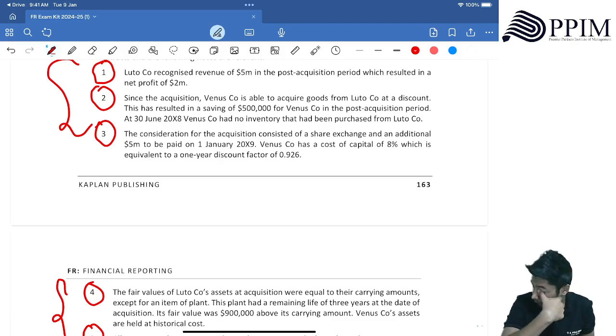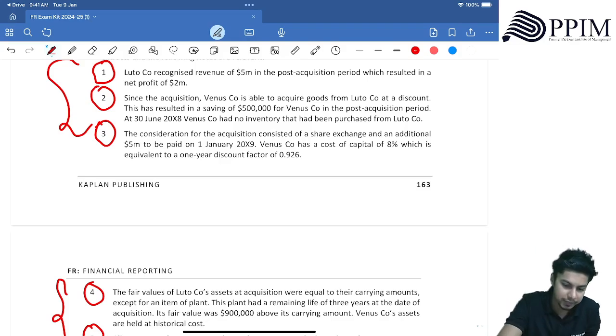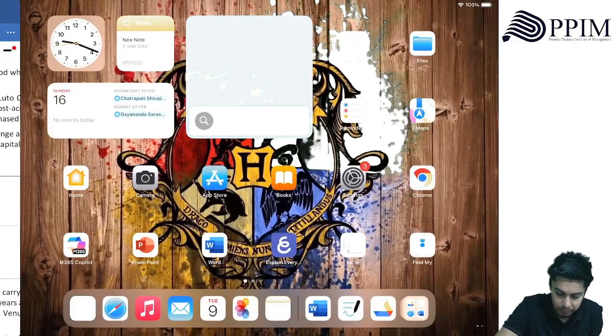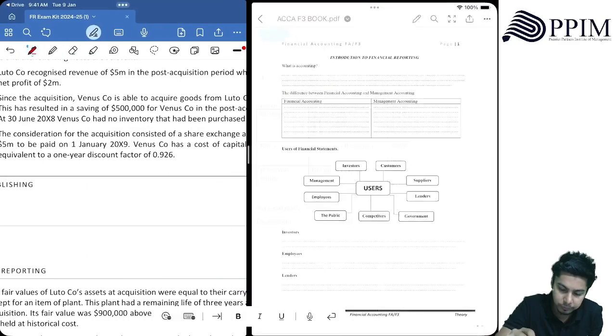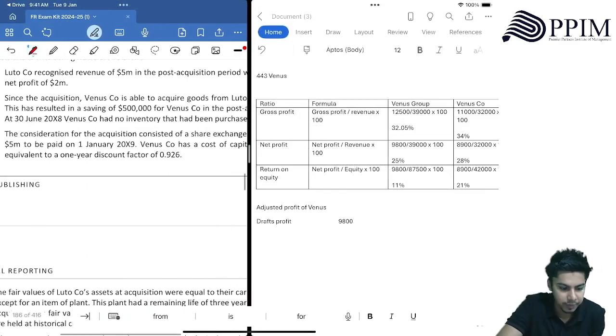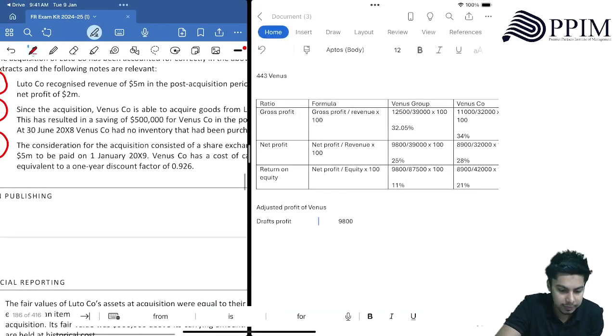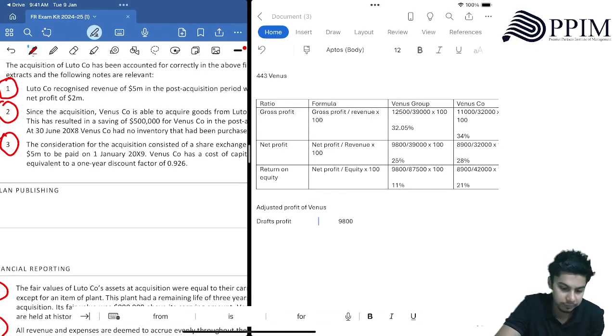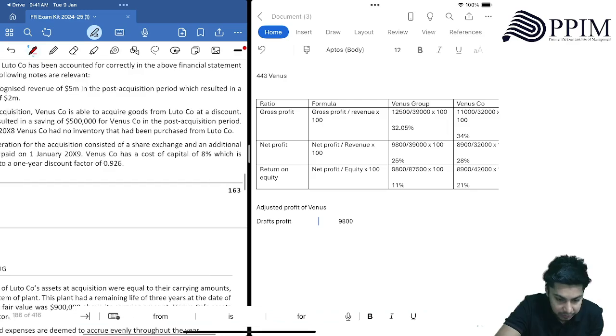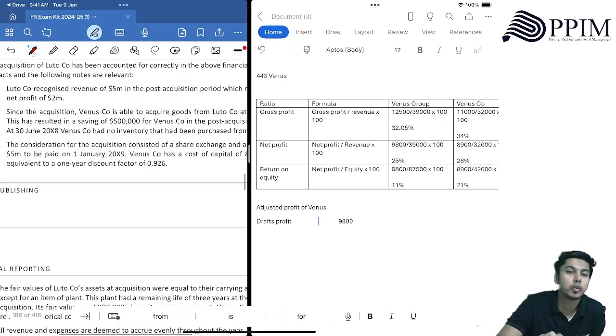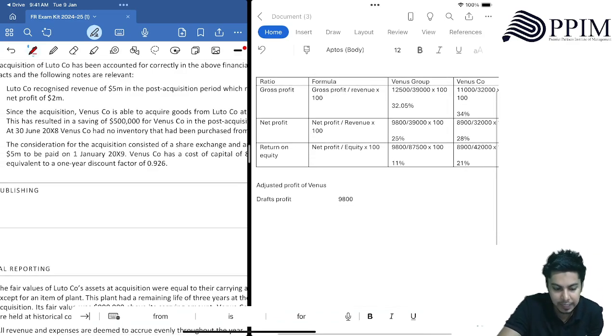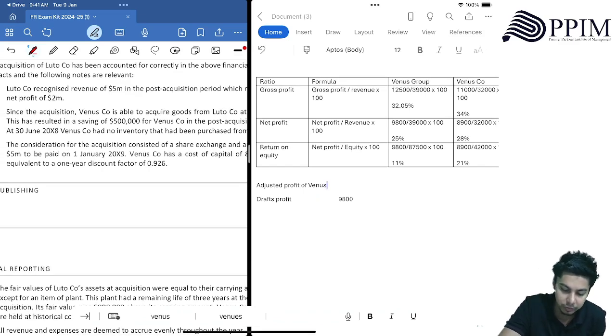Okay, right. So guys, can you check your answers for this part, the adjustment of profit, right? Okay, now guys, the first one they are telling you: Luto has recognized a revenue of 5 million, which resulted in a net profit of 2 million. Now guys, first of all, are we going to take the 5 million or the 2 million for this adjustment? What should we take? We should take the 2 million.